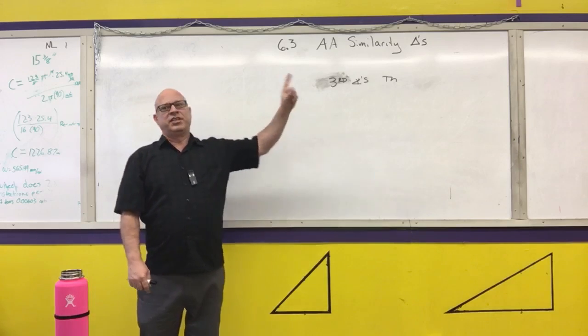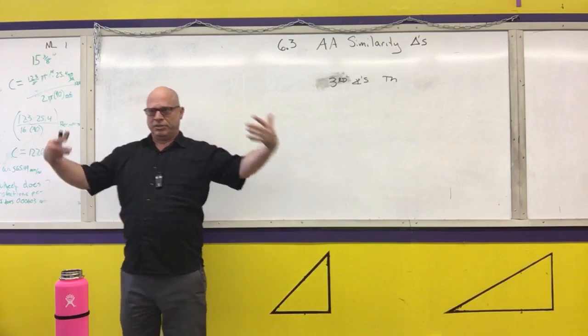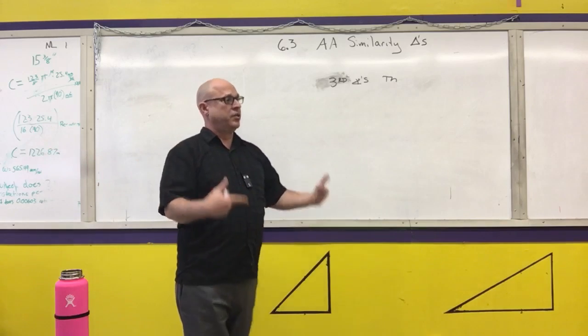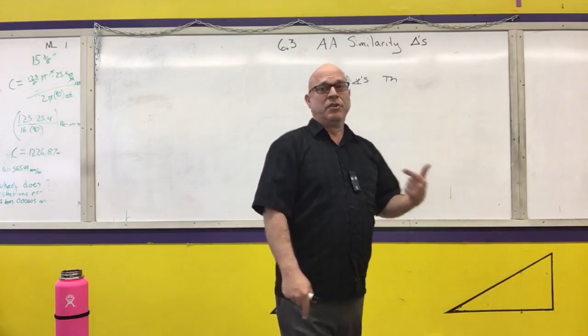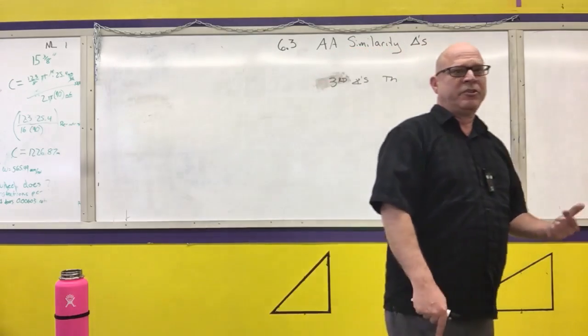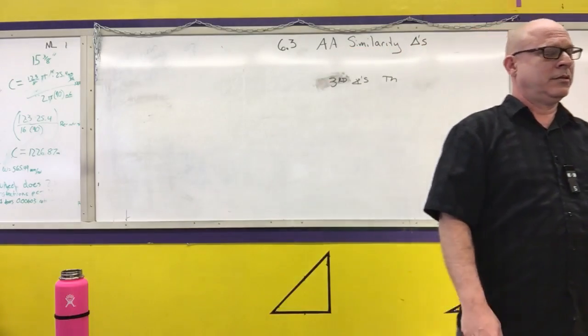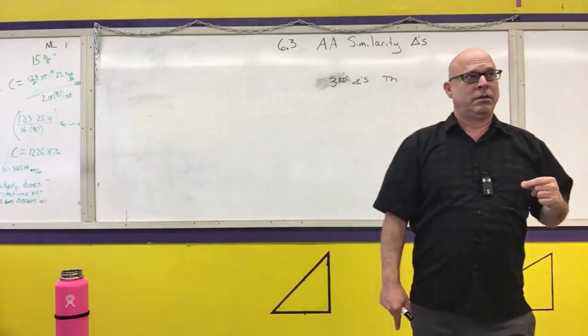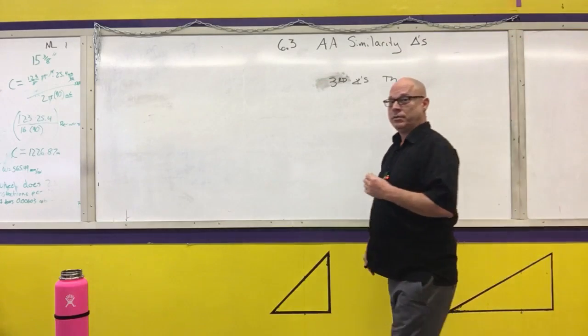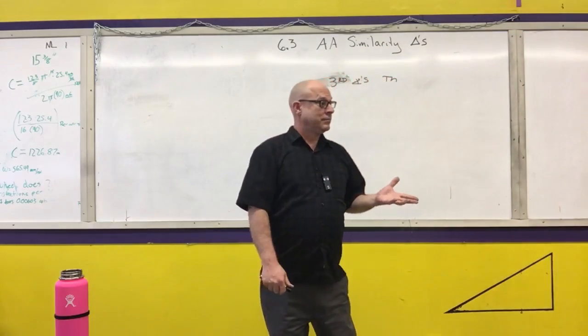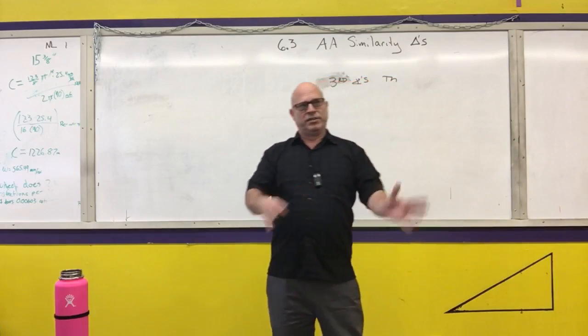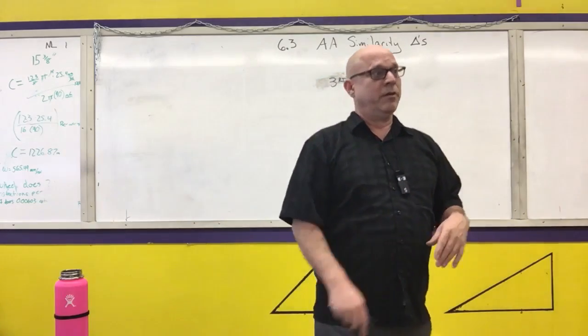So if you can prove two sets of corresponding angles between two triangles are congruent to each other, then those triangles are similar. And if those triangles are similar, what do we know about the relationships between their sides? It's the P word. They are proportional. Got that? So again, we're just building on 6.1 and 6.2 using some facts that we already know.